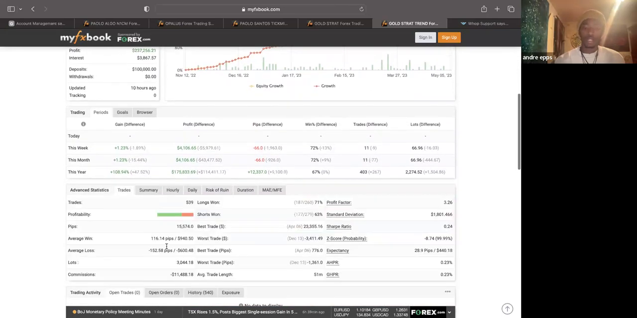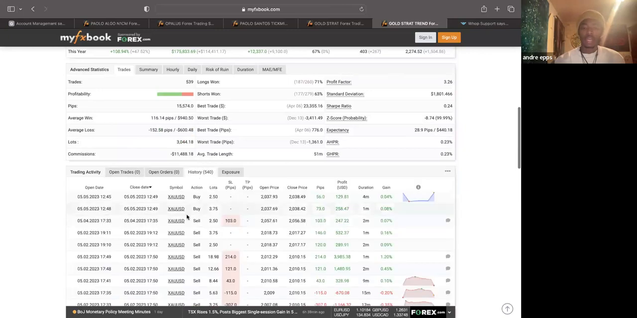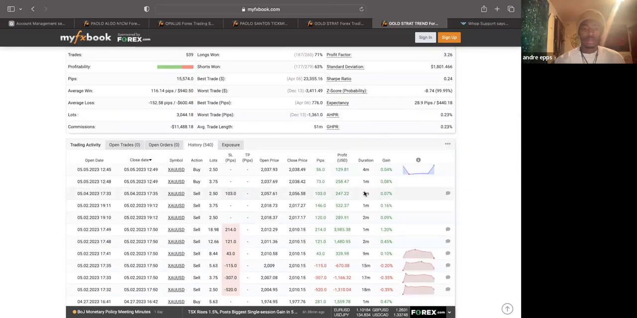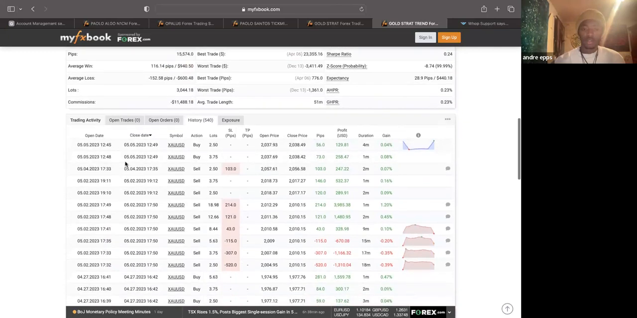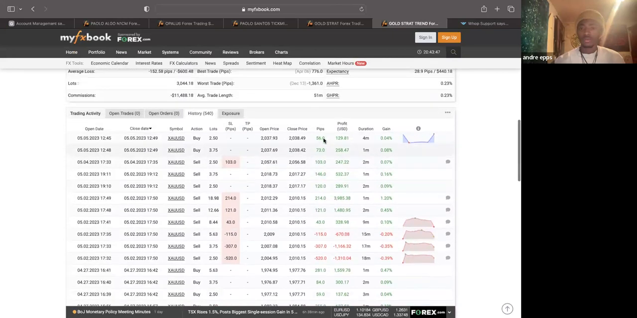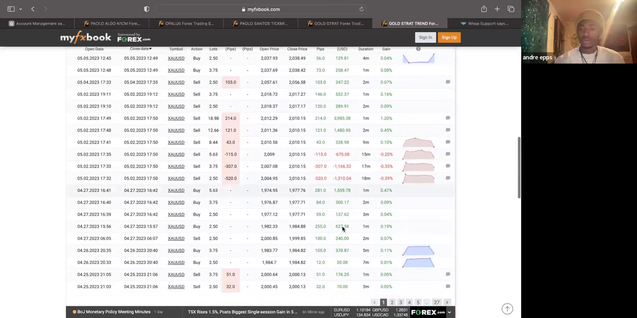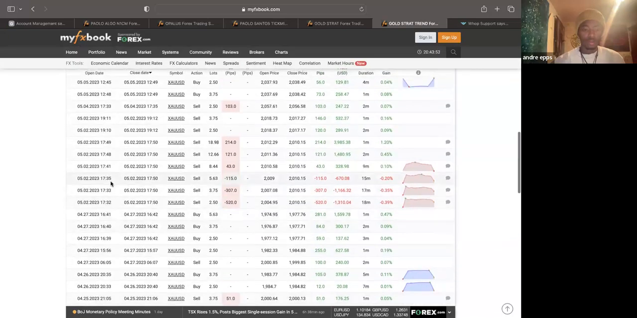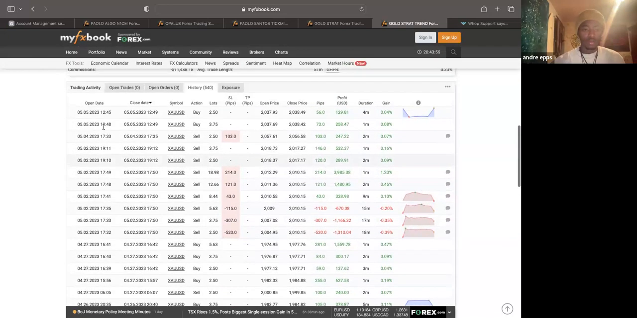We're going to go and look at the trades in terms of the history that it actually took today. So give me 2 seconds. So this is all from today, actually. So it took 2 trades today. It generated $258 on the first trade, and $129 on the second trade.